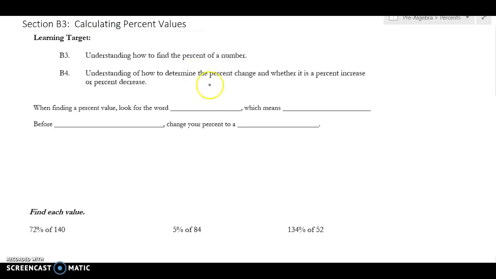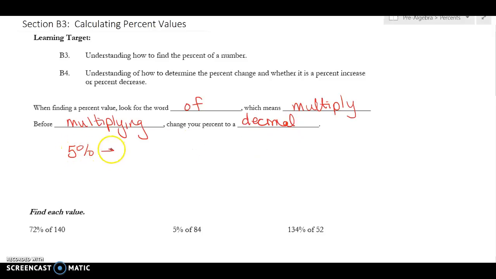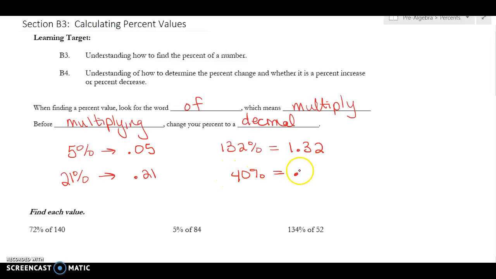So when finding a percent value, you look for the word "of," and the word "of" just means multiply. Before multiplying, though, you have to change your percent to a decimal. So let's remember how to do some of those. If I have 5%, remember that is 0.05. If I have 21%, that is 0.21. If I have 132%, that's 1.32. If I have 40%, that is 0.40.